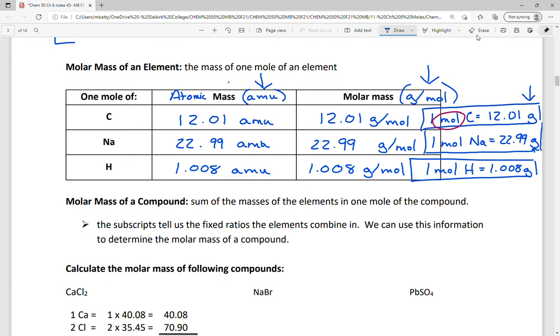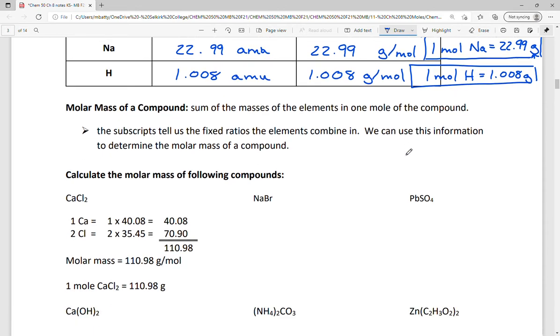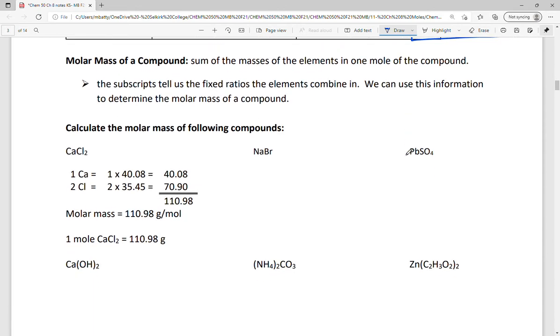So the molar mass of a compound is an extension of this, and we can figure out the molar mass of a compound by adding the masses of the elements in 1 mole of the compound. So basically what we're going to do with this is use those subscripts to tell us how many atoms of each one, those fixed ratios. And we can use this information to figure out the molar mass, not just of an element, but of a compound.